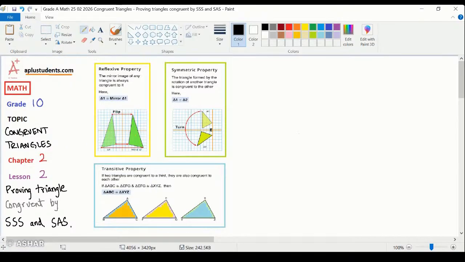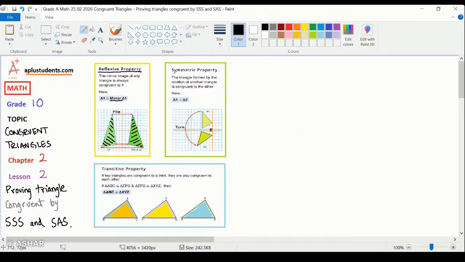The reflexive property means it's a reflection. That means this triangle is reflected onto this triangle. Whenever we see the word reflexive, that means it's a mirror image.